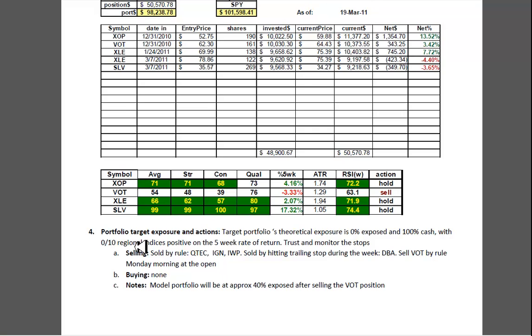And that's a look at the weekly. We'll take a look at the daily in our next video.